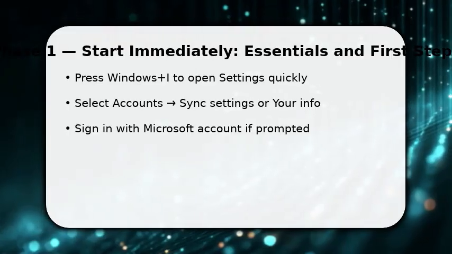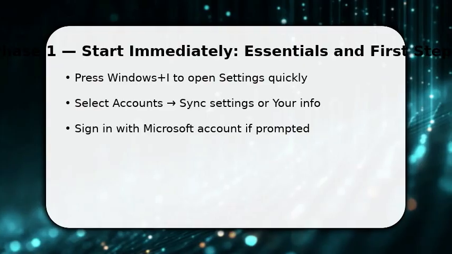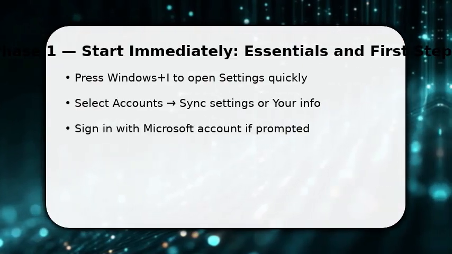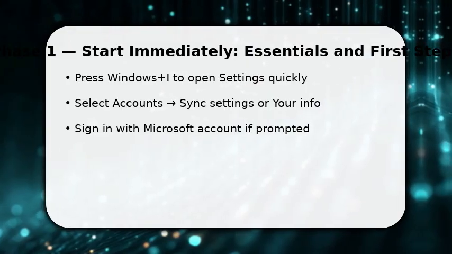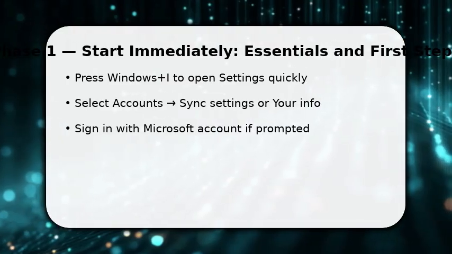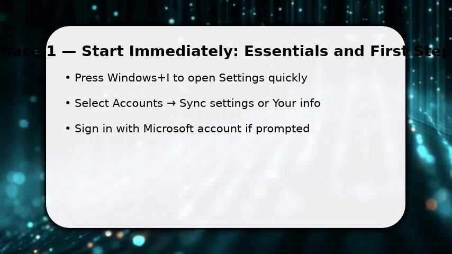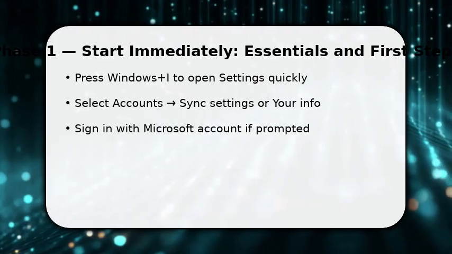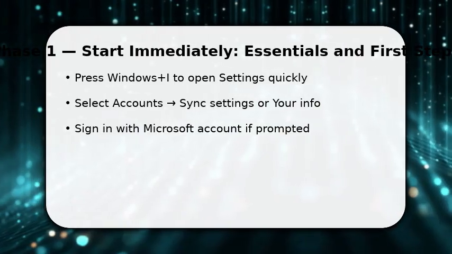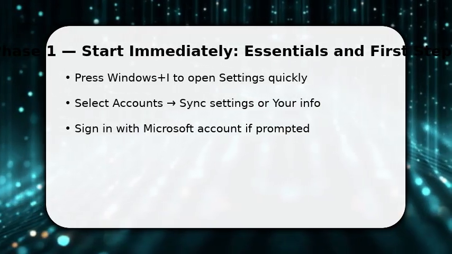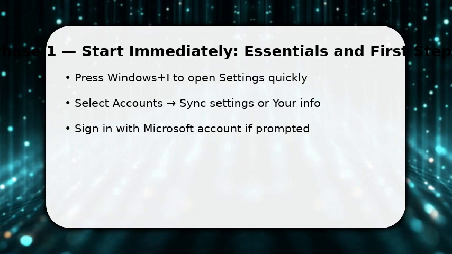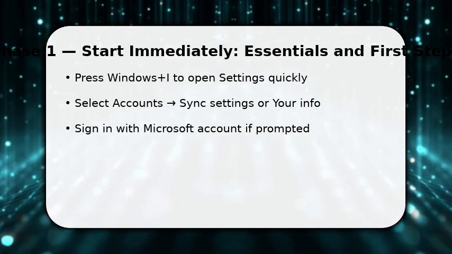You start by opening Settings so you can change wallpaper sync at the source. Press Windows plus I, then go to Accounts and choose Sync Settings or your info. You need to be signed into the Microsoft account that controls Bing Wallpaper, otherwise changes won't propagate. Once done, turn off any sync option that mentions theme, wallpaper, or personalization so the Bing image won't reapply across devices. This prevents cloud overrides and prepares the system for the next local steps.